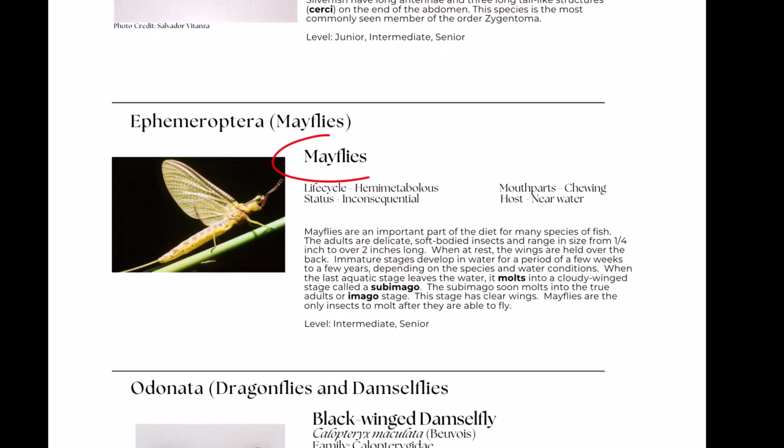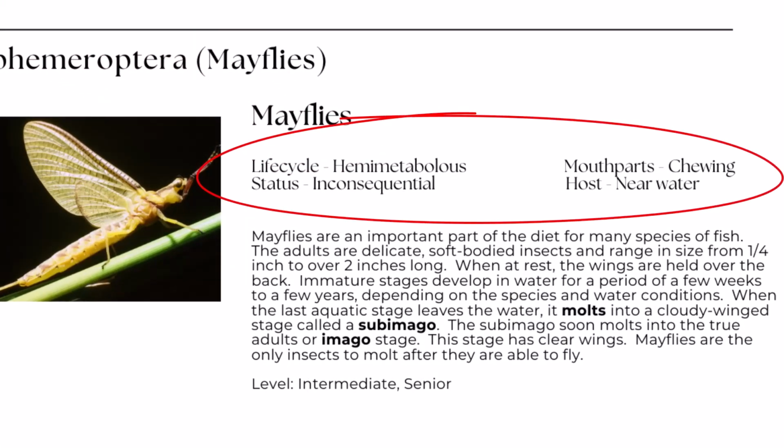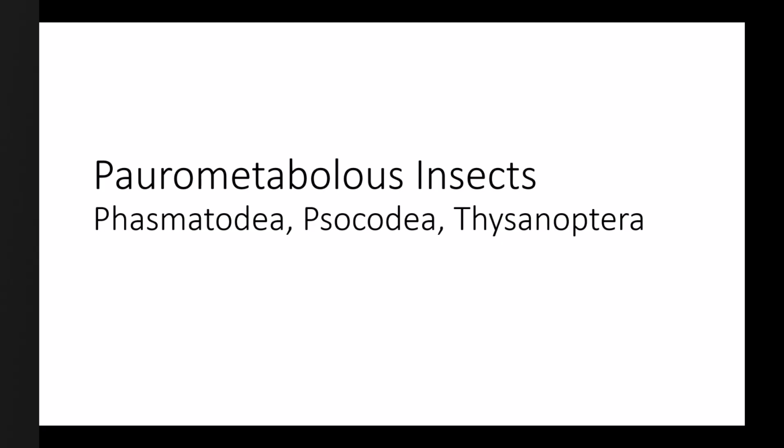These videos were developed to help you better understand what you need to know for the Entomology Identification Contest. Remember, for each specimen, you need to know their common name, what order they're found in, what their life cycle is, what type of mouthparts they have, their host or location or where they are found, and their significance. Are they a pest, beneficial, inconsequential, or variable?